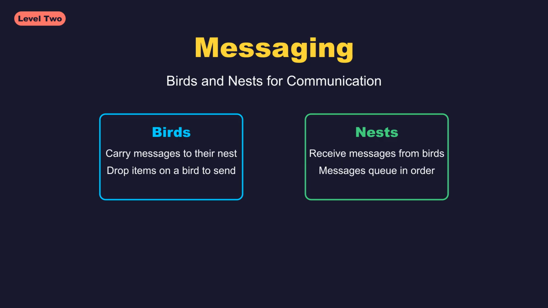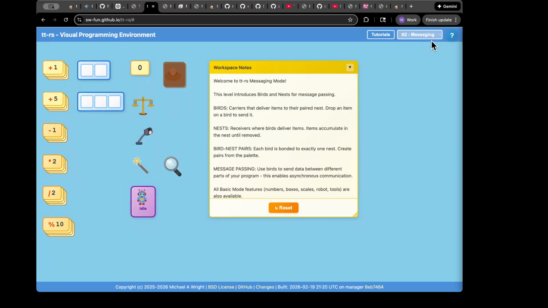The nest stack creates a bird and nest pairing. Level 2 adds messaging with birds and nests. Each bird is paired with a nest. Drop an item on a bird, and it flies to deliver the message. Nests collect messages in order.